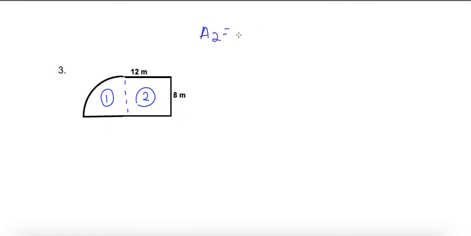Area of shape 2 is a rectangle, so it's length times width. And the length I'm going to represent as 12 and my width as 8. So I have 12 times 8, and 12 times 8 is the same as 96. The units for this shape are meters squared.